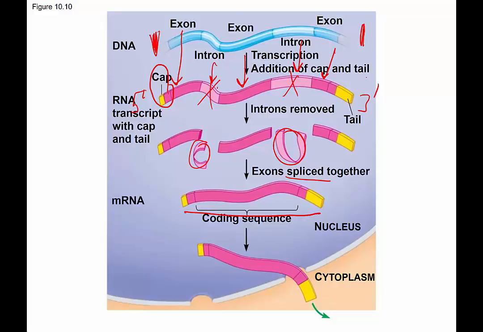So the cap and tail are both important for RNA stability. So once the RNA leaves the nucleus, it's going to be degraded very quickly if it didn't have that cap and tail. So together, exon splicing, the cap, and the tail all will allow the mRNA transcript to leave the nucleus. So as you can see, it leaves the nucleus, enters the cytoplasm of the cell, where it can then be translated into protein.